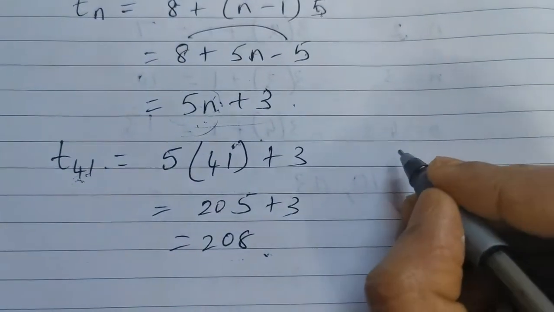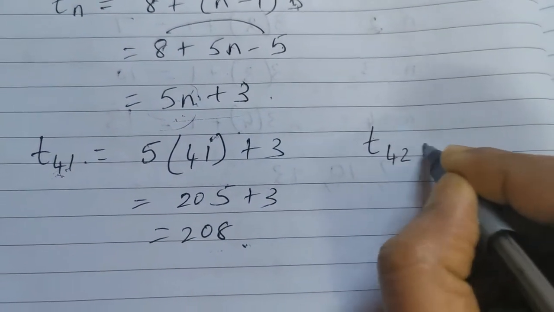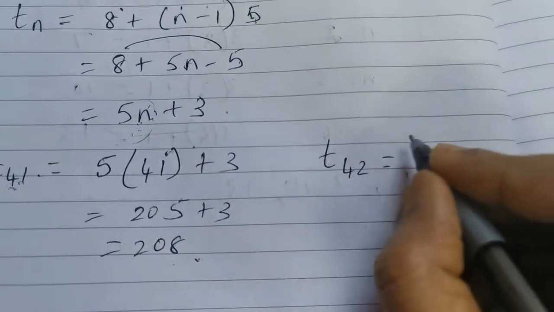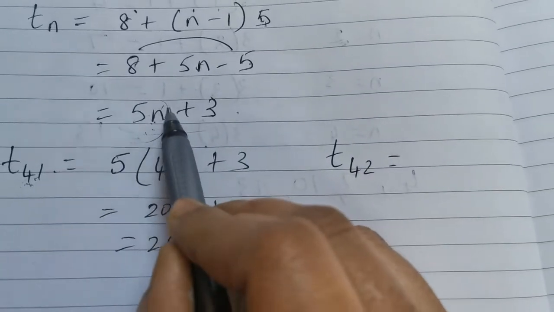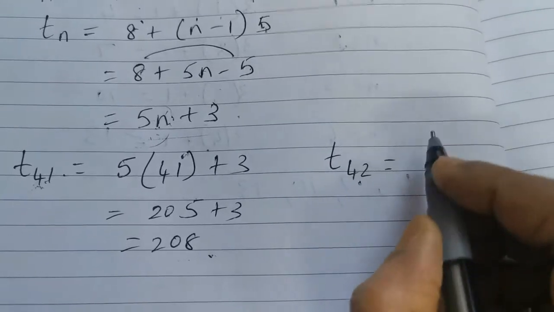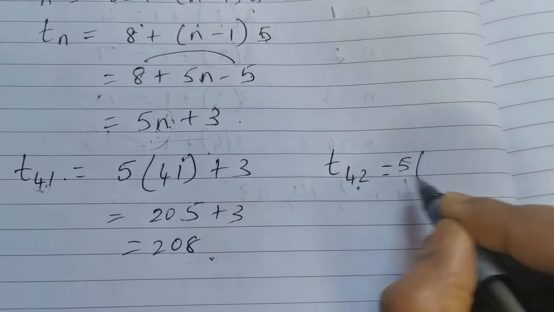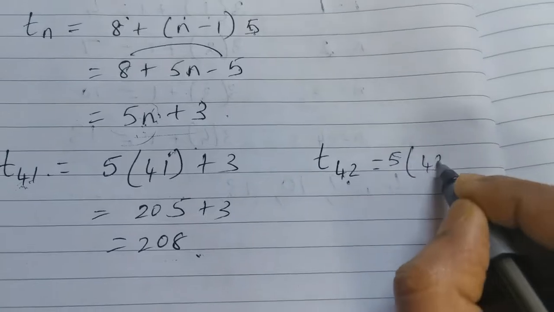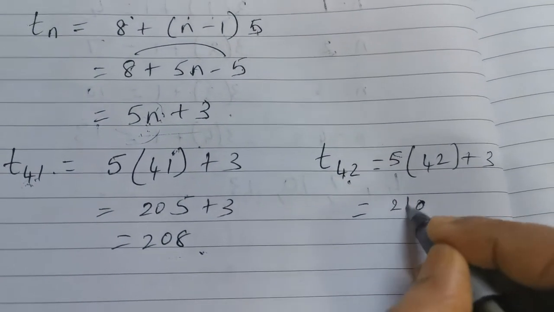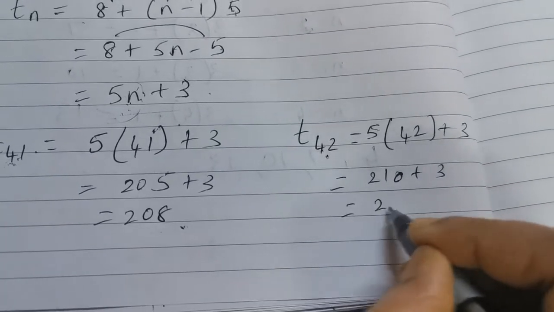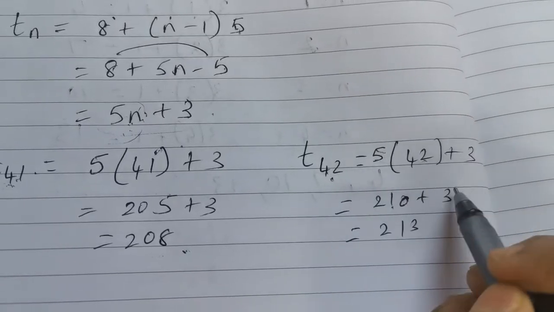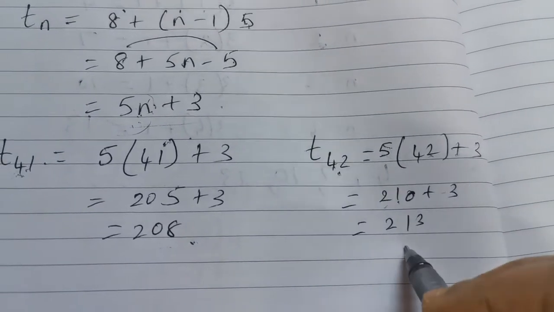To find the 42nd term, n will be replaced by 42 in the algebraic expression. So if you know the algebraic expression, just replace the value of n with the value given in the question. So n will be replaced by 42. 5 into 42 plus 3. So the value is 213. 5 into 42 is 210 plus 3. 210 plus 3 is 213.